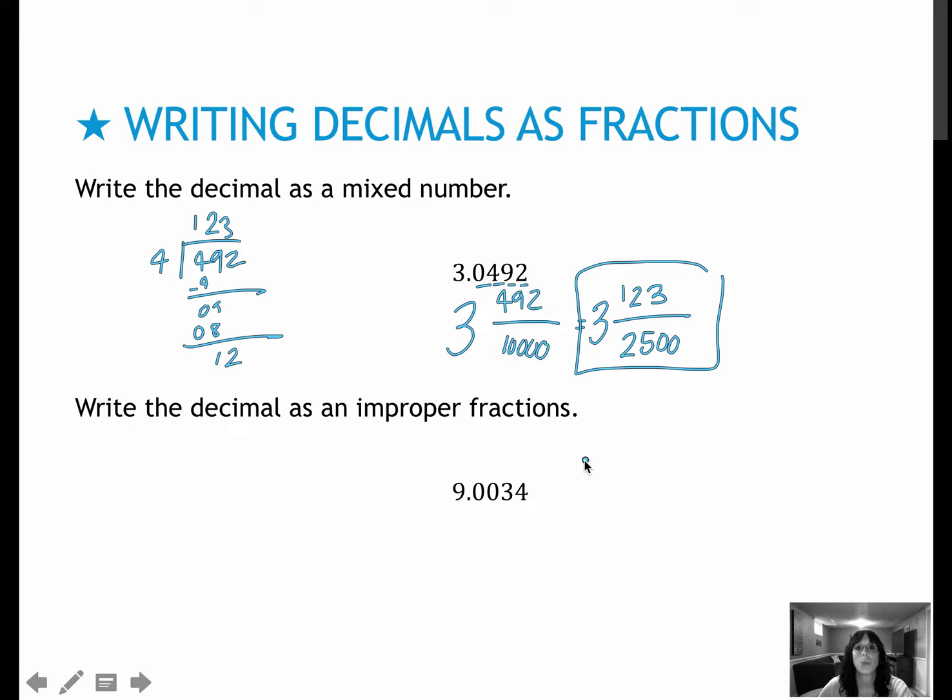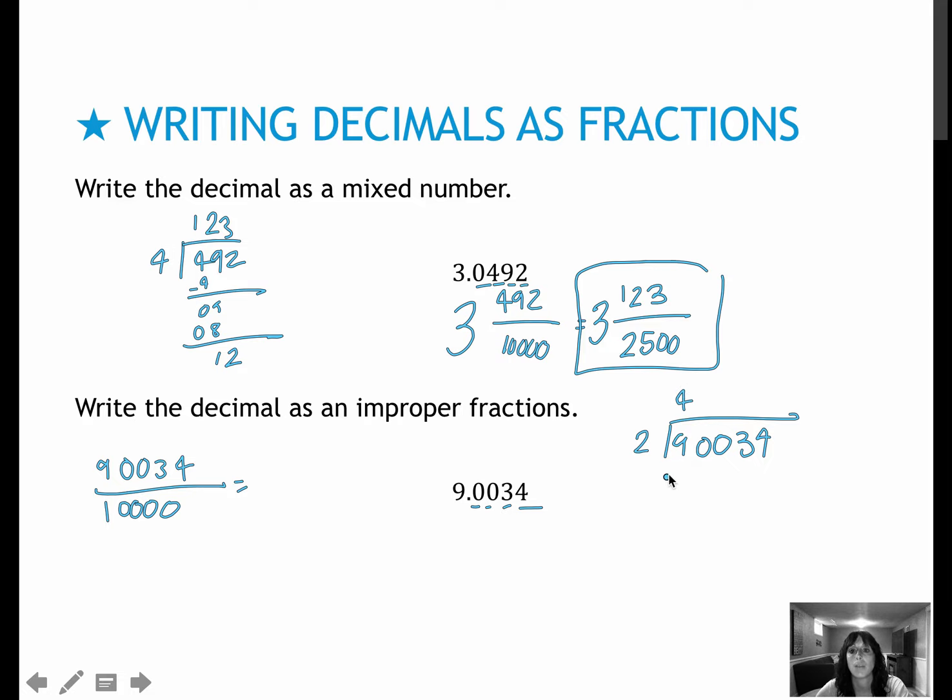To write it as an improper fraction, I would, of course, put the entire value over, again, tenths, hundredths, thousandths, 10,000ths, and then reduce what I can. It looks like both of these are even, so I'm going to divide them both in half. If you need to do some long division, if I divide them in half, that means I'm dividing by 2. So 2 goes into 9 4 times. 2 times 4 is 8.